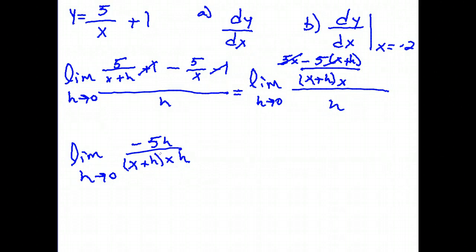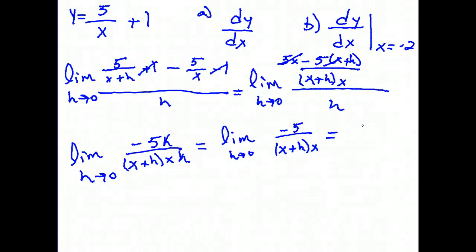Okay, so these h's cancel, so those h's are gone, and we're left with the limit as h approaches 0 of negative 5 over x plus h times x. Well, as h approaches 0, this just becomes x times x in the bottom, so we get our dy dx to be a negative 5 over x squared. And that is our first derivative function. It's negative 5 over x squared.